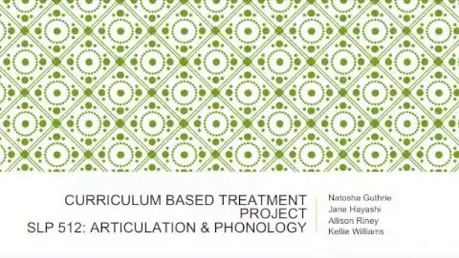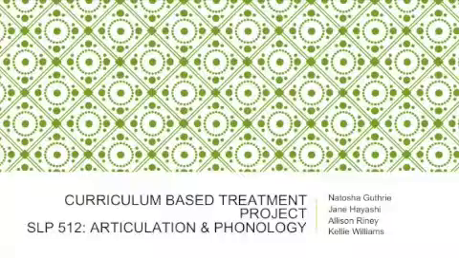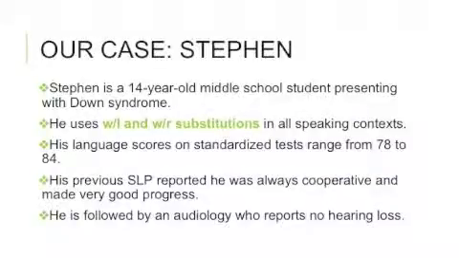I'm going to give you guys a little intro to our case and our plan before we get into the lesson plans. Our case was Stephen. He's a 14-year-old with Down syndrome. His only problems are W for L and W for R substitutions. So since he has no other issues reported, we decided to treat those substitutions as an articulation disorder.